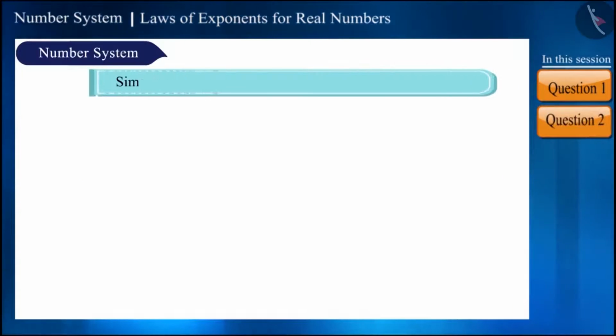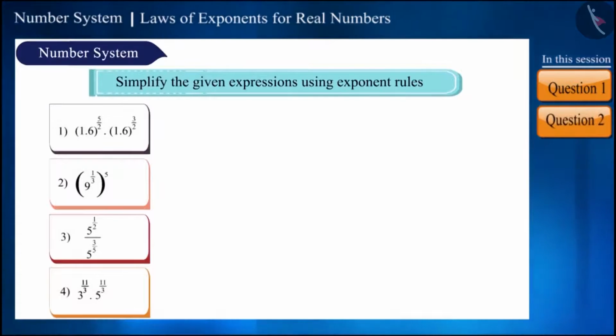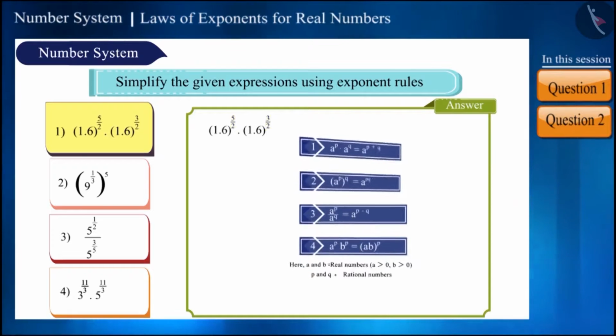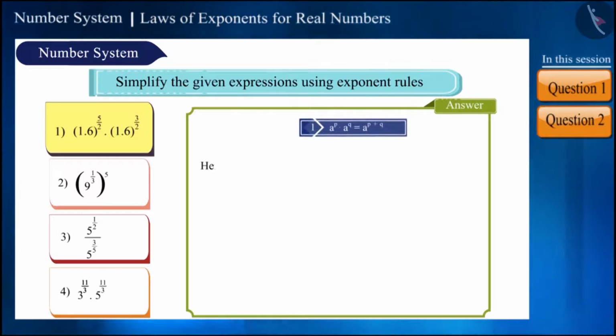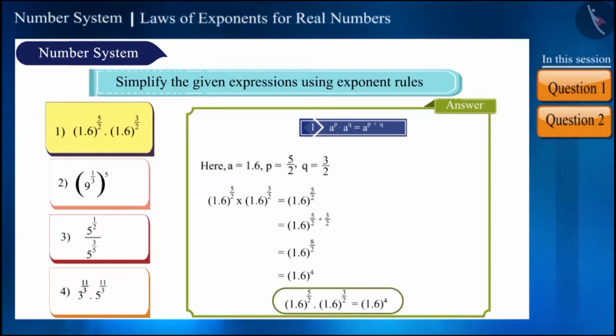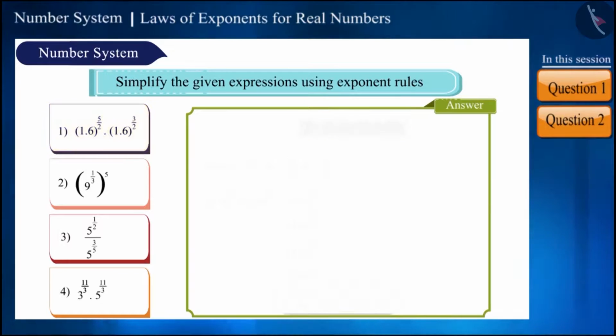let's simplify some questions using the exponent rules. Check this out. In this, the bases are the same and the exponents are different. Here we will use this exponential rule. Here a equals to 1.6, P equals to 5 by 2 and Q equals to 3 by 2. Now it will be written as 1.6 raised to the power of 5 by 2 plus 3 by 2. We got 1.6 raised to the power 8 by 2. We can also write it as 1.6 raised to the power 4.